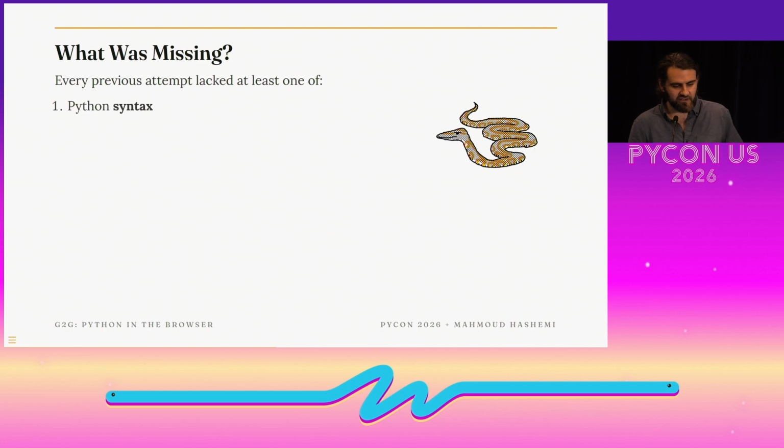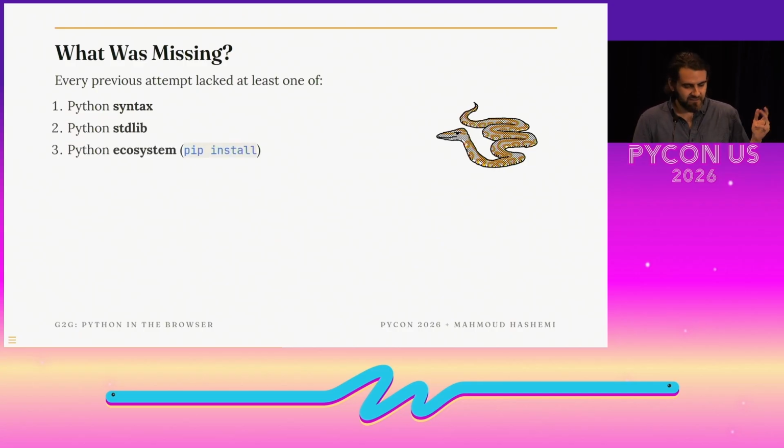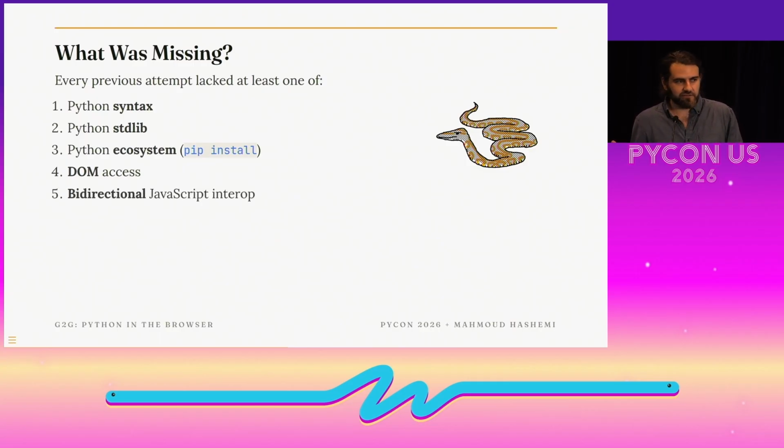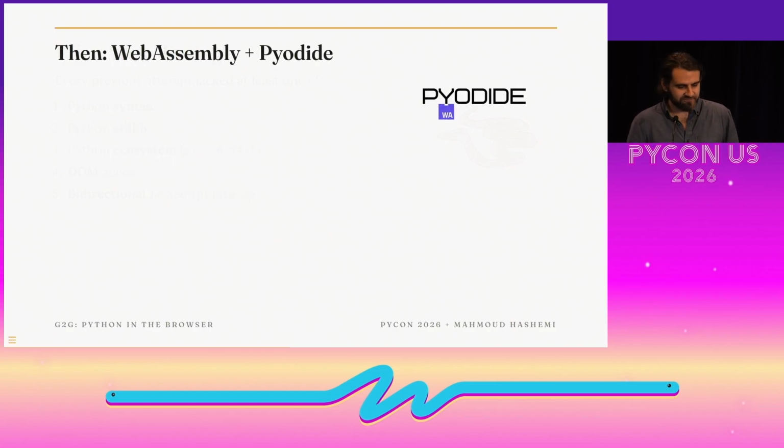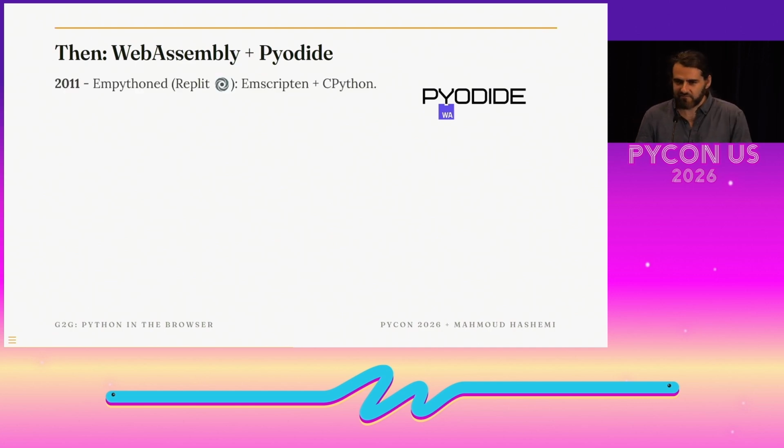All of these solutions I've covered lacked one of the following. Either Python syntax, right, like they sometimes changed it to be more JavaScript-like, the standard library, the Python ecosystem, like pip install, DOM access, or bidirectional JavaScript interoperations. So we are making web apps largely, right? And pretending like we don't have to interact with the DOM or native technologies like JavaScript is really not the way to win. Then we got to WebAssembly and Pyodide.